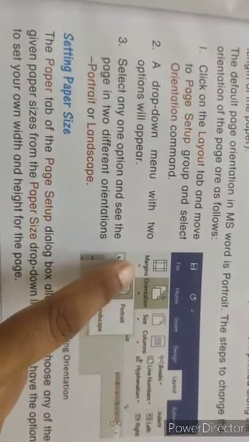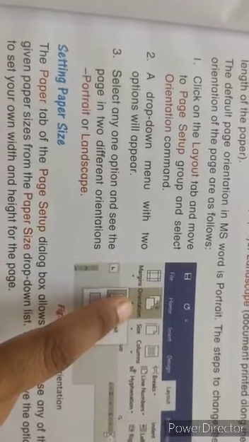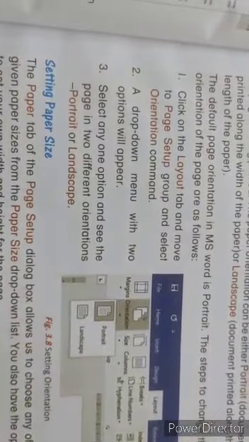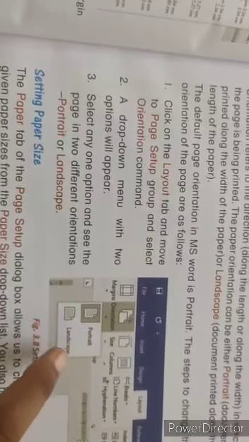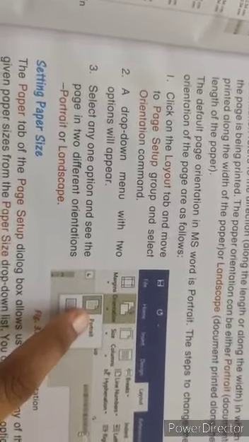Margin we have done last time. When you want to do the setting orientation, you will go to orientation. Here you can see portrait and landscape. Whatever you want, you can just click on that and it will be opened for you.